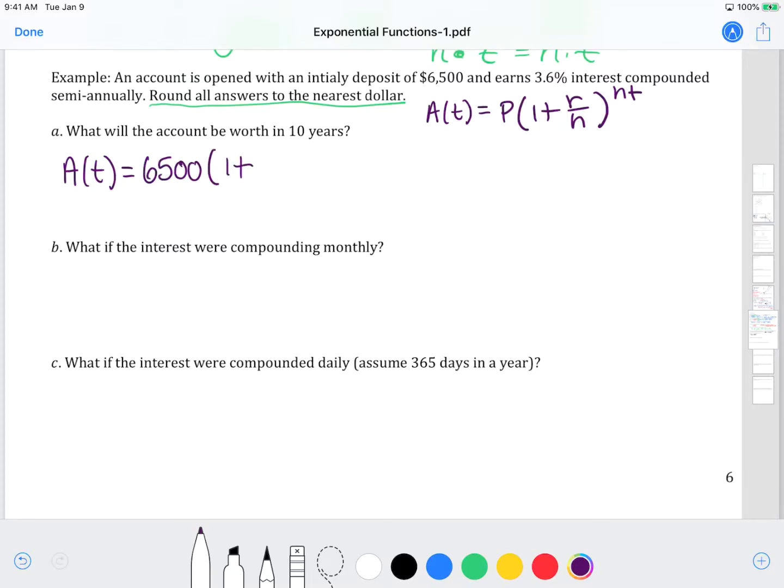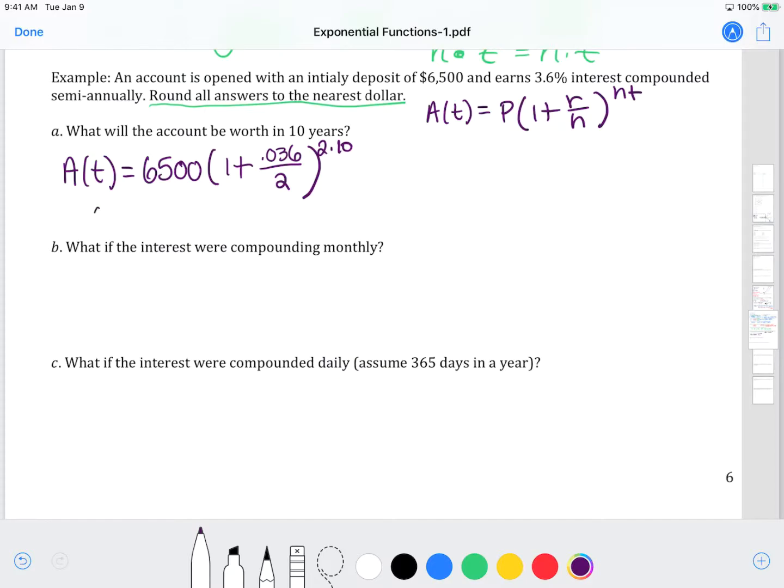And then our formula is 1 plus r. R is our rate, which is the 3.6%. But when we put it into our formula, we have to make sure we put it as a decimal, so we're going to put it in as 0.036. And then we have to divide that by n. N is the number of times it's compounded a year. The problem says it's compounded semi-annually, which means twice a year, so n is going to be 2. And then we're going to raise this to the power of n times t. Since n is 2 and the number of years is 10, I would have 2 times 10 in my exponent.